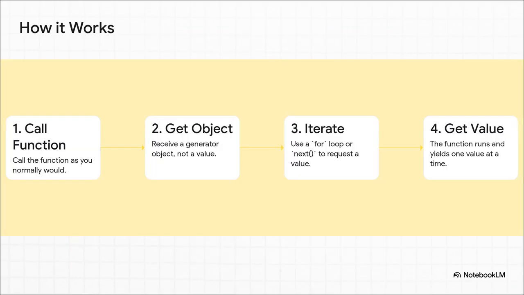Using one is kind of like a four-step dance. First, you call the function just like any other. But remember, you don't get a value back. You get that special generator object. And get this, the function's code hasn't even started running yet. Then you ask that object for a value, maybe with a for loop or the next function. Only then does the function finally wake up, run until it hits a yield, and hands you a value.